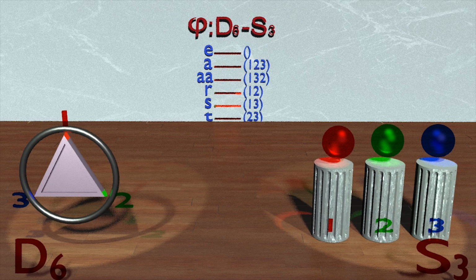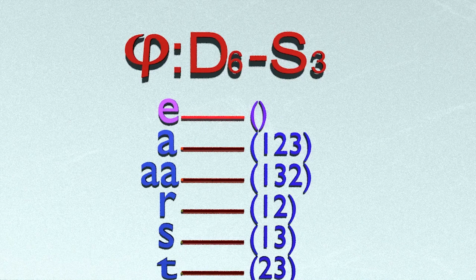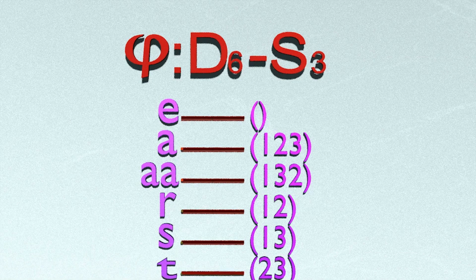Both 1-to-1, which we call injective, and onto, which we call surjective. Phi is 1-to-1. Each element in the domain is mapped to a unique element in the range. No two elements from D6 end up as the same element in S3. A benefit here is that we get an inverse function, a map back to the original group.